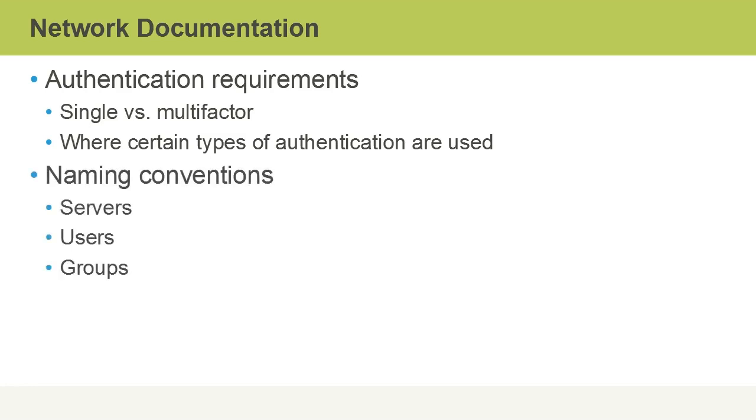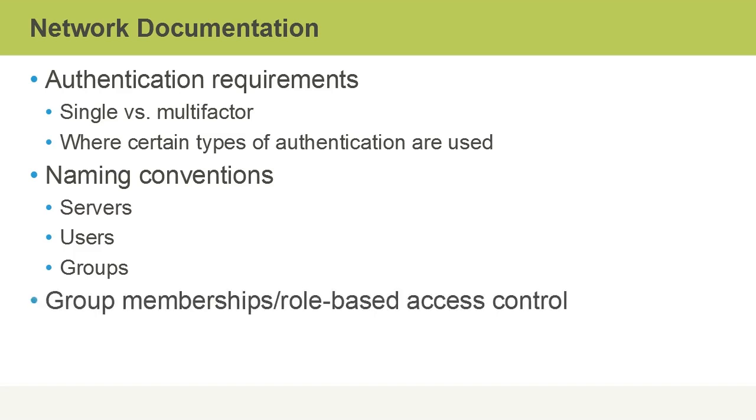Network documentation will also stipulate naming conventions that are in use for consistency reasons. Things like server names, names for users, names for different types of groups. And as well, group memberships and role-based access control should also be part of the network documentation. This is especially important, again, when third-party consultants are coming in for troubleshooting or to perform an audit, and again, it's very important for new IT employees to get familiar with the network. In this video, we discussed network documentation.